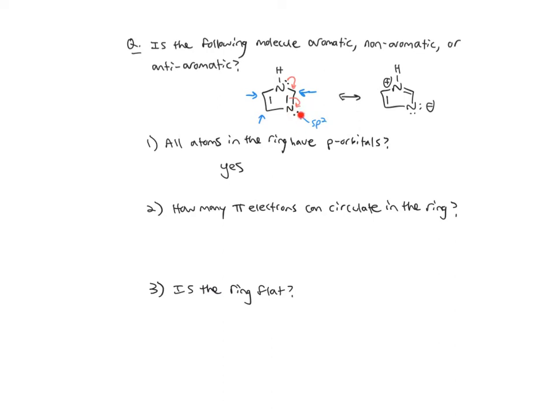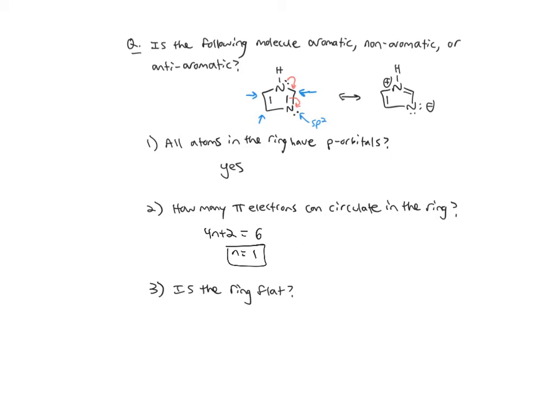Because they're not sitting in a p orbital, we don't count them for pi electrons, so our total is going to be only 6 pi electrons for this molecule. So we can go 4n plus 2 equals 6. When we solve for n, we're going to get 1.